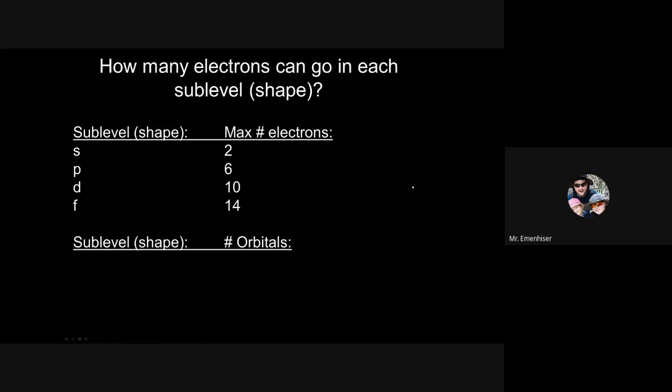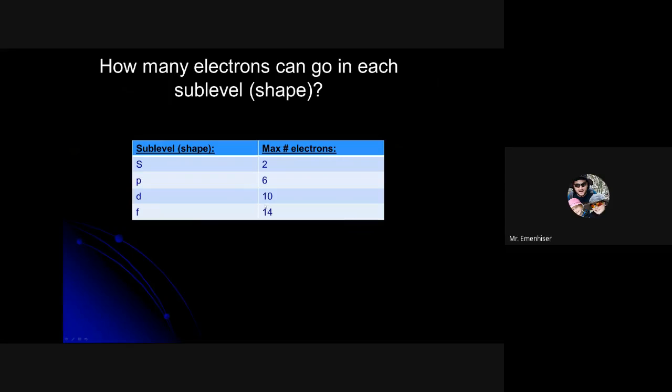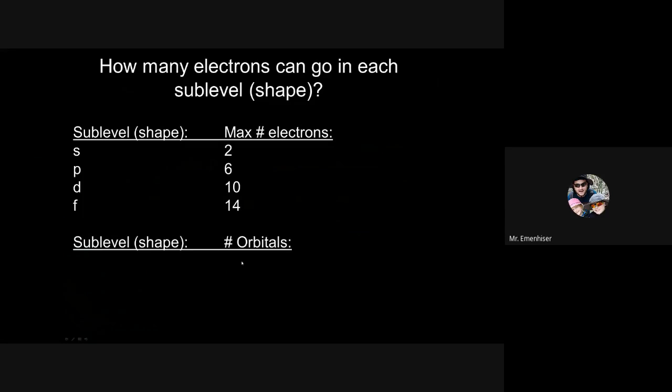How many electrons can go in each sublevel? The s can hold 2, the p can hold 6, the d can hold 10, and the f can hold 14. Okay. I think there's supposed to be something down here: number of orbitals. You can divide this by 2 to get the number of orbitals. So let me go ahead and fill this in.